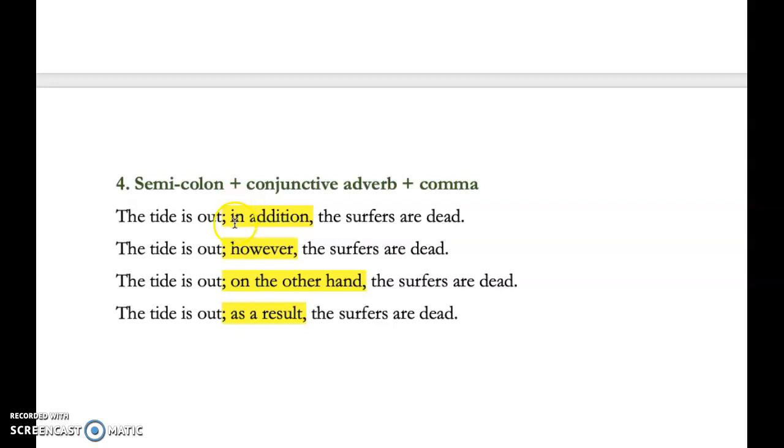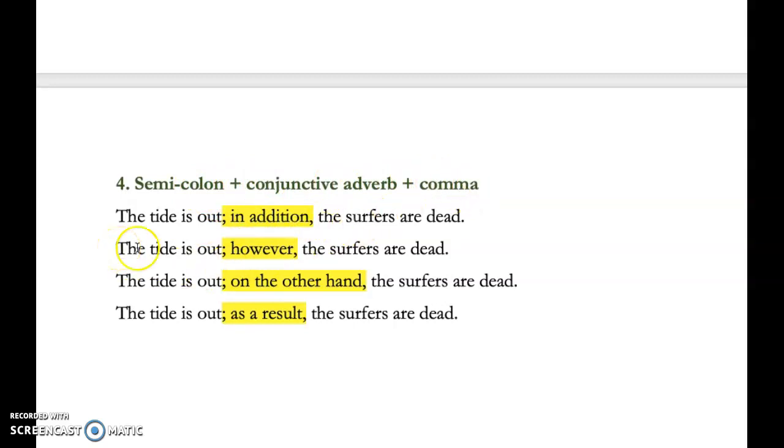So, for example, you might say, the tide is out, in addition, the surfers are dead. That's very similar to the tide is out and the surfers are dead, but in addition feels a little bit heavier to me, and it's got more letters. So that's kind of a rule to be able to distinguish between when you need only a comma and when you need a semicolon on one side and a comma on the other. So the rule is semicolon plus conjunctive adverb plus comma.